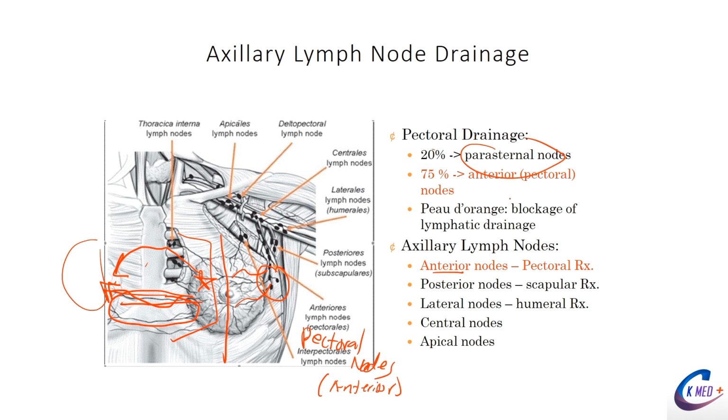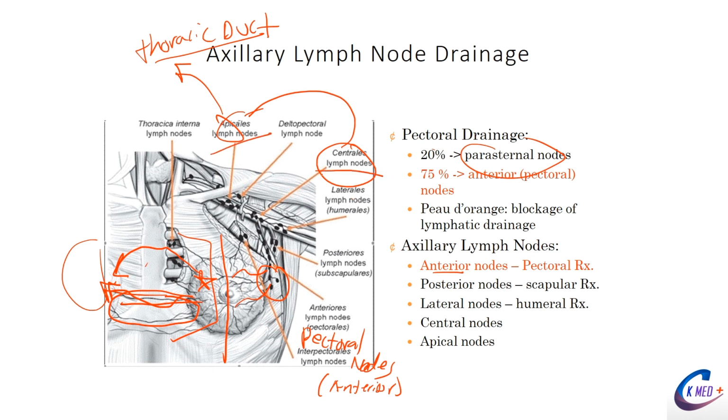But as far as the lateral part of our chest, that's going to go to our pectoral nodes. From our pectoral nodes, it goes to our central nodes, and then it eventually makes its way up to apical, and then it goes back into the thoracic duct. So this is the chain of command. Thoracic duct at the top, then apical nodes, then central lymph nodes, and the central lymph nodes have all the branches.